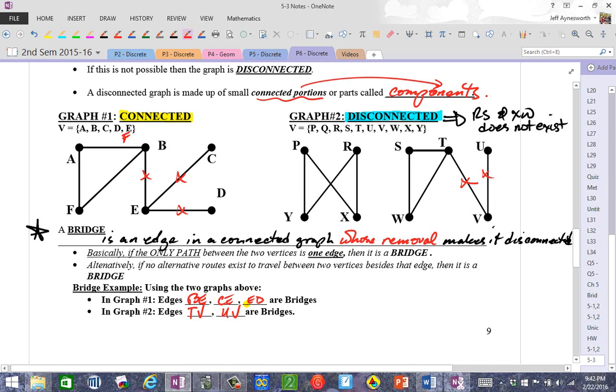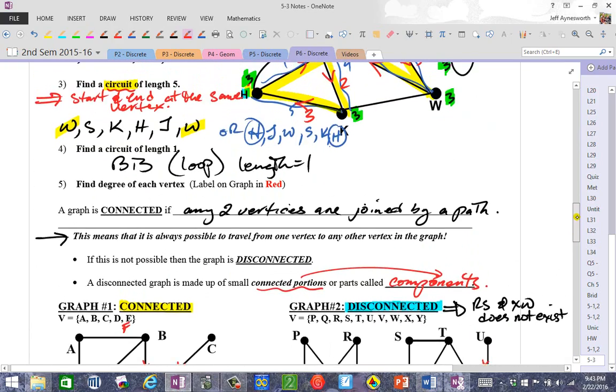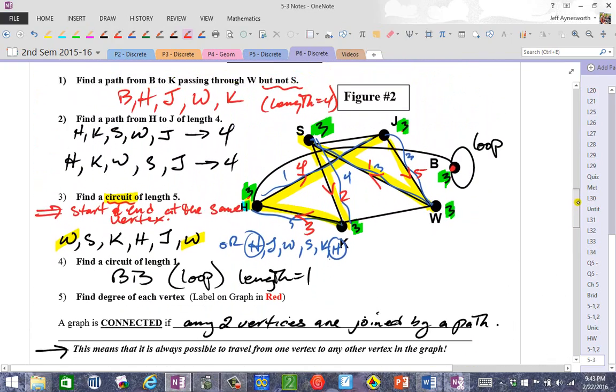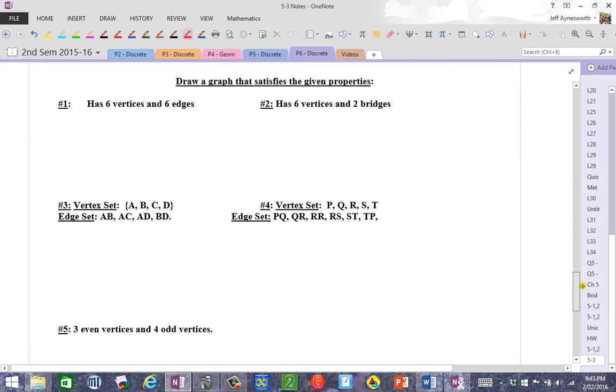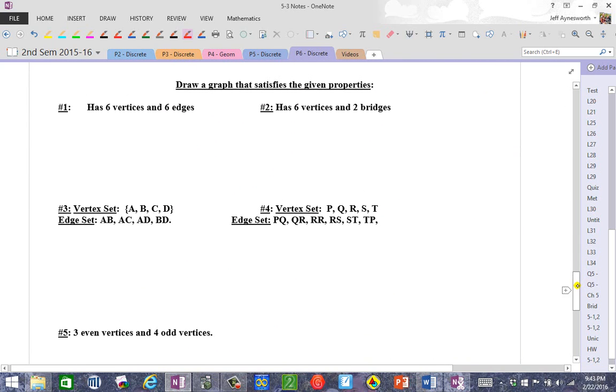So it's really important, and you don't know this because you haven't seen Euler's theorems yet, to identify the bridges, whether in a connected or disconnected graph. It's really important to understand the idea of a circuit versus a path, and also the degrees of a graph, so you can understand Euler's theorems coming up. So let's do this. Turn to the next page and let's practice.